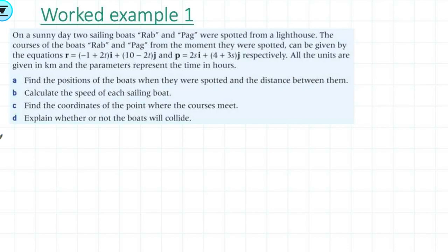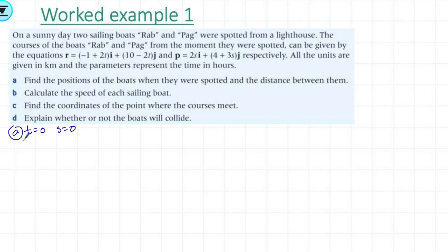So if I want the position when they first start, that's another way of saying the initial position. So for part A, we're looking when t is 0 and when s is 0. Both of these are time, and they are using different letters for the equation for R and the equation for P because they represent different boats. So they will have different timings.